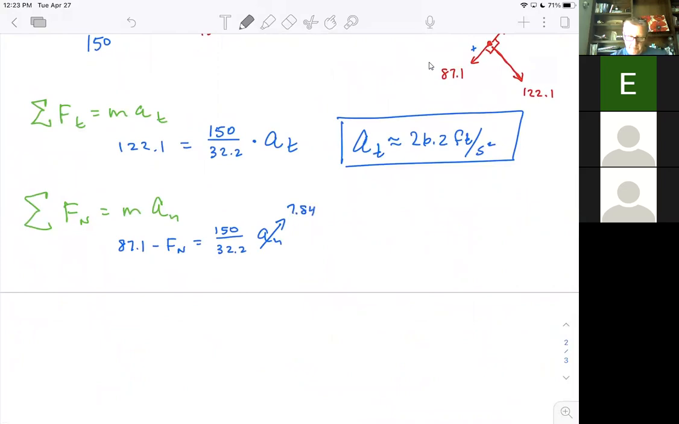So no problem. So if I take 87.1 minus 150 divided by 32.2 times 7.84, I get 50.57. Call it 50.6. So force normal equals 50.6. What would that force be? That'd be pounds, I guess. That's how hard the snow is pushing on me.